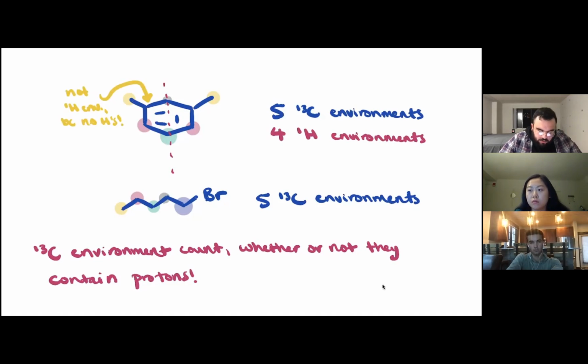And then for our other one, we see that all of our carbon environments contain protons. So here we would say that we have a total of 5 proton environments as well. Again, you know that because this is going to be a CH3, CH2, CH2, CH2, CH2. All of those contain protons, so they're all viable for proton environments.